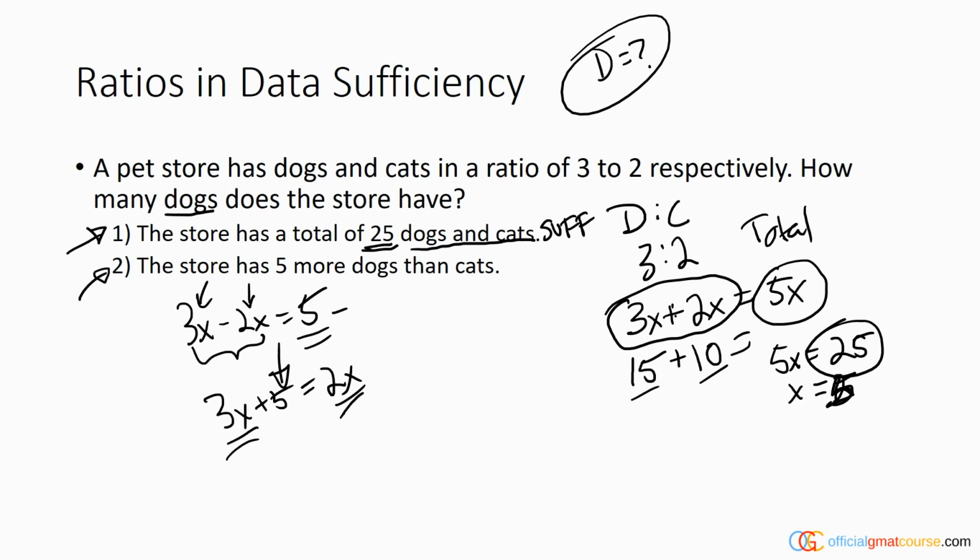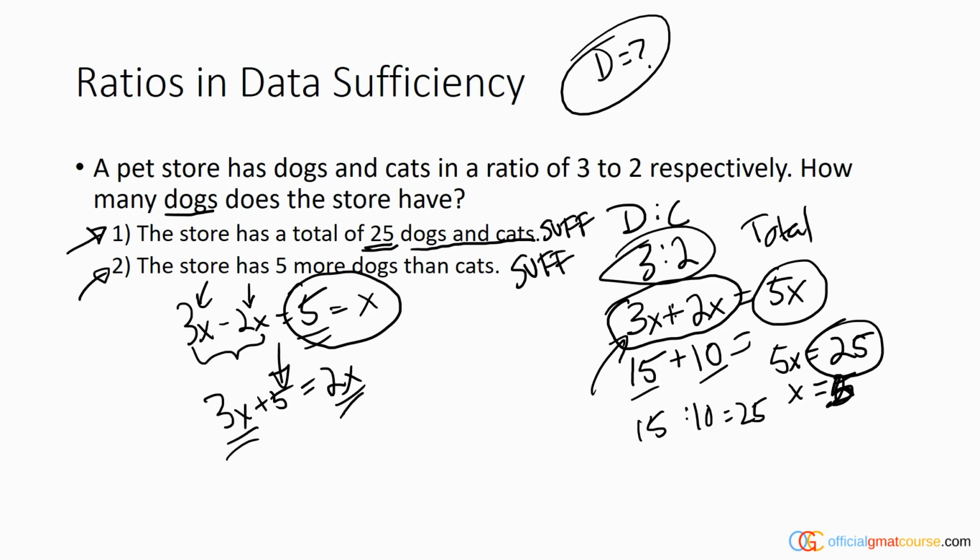And 3x minus 2x is equal to x, which means, again, our multiplier itself is 5. And then I could plug that into this ratio and see that we had 15 to 10 for a total of 25. And in either of these situations, we are going to get a sufficient answer because we got the multiplier and we already had the ratio, which meant we could solve for the number of dogs and the number of cats and the total as soon as we got the multiplier.